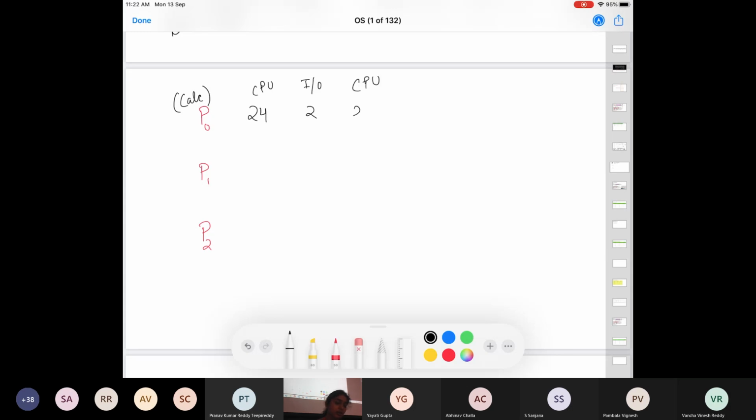Then again it requires CPU for 24, then again input output for 2, CPU for 24, input output for 2. And let's talk about P1. Let's say P1 is some word processor. Most of the time you are typing from the keyboard, but in between it requires CPU here and there for some small calculations. So let's say it requires CPU for 2 time units, then input output for 12. CPU for 2, input output for 12, and so on. And let's say P2 is a printer. It is printing some paper, so it's also using CPU.